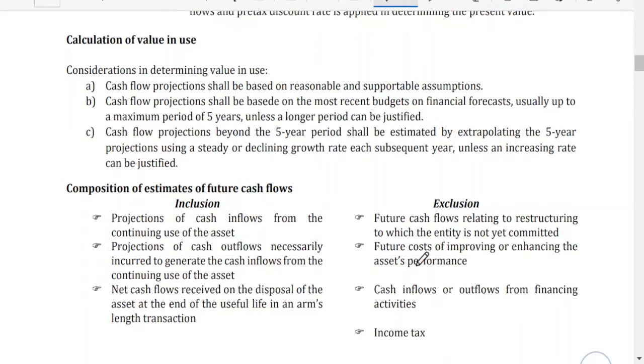What you will not include as part of the cash flow projections would be the future cash flow relating to restructuring, to which the entity is not yet committed, future costs of improving or enhancing the asset's performance, cash inflows or outflows from financing activities, and income tax.